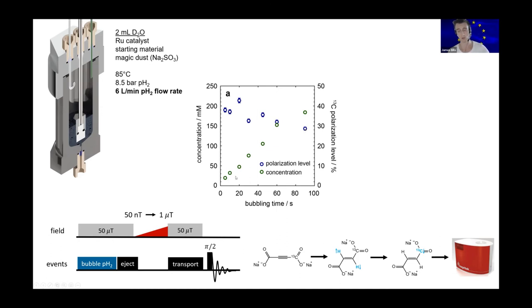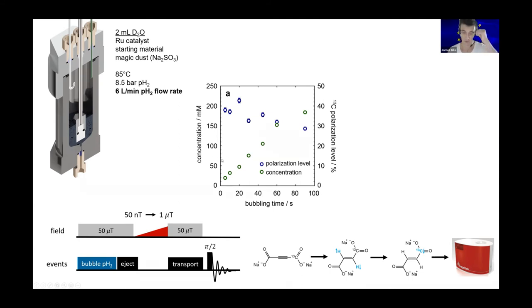So what we see is pretty much expected. As we just increase the duration for which we bubble parahydrogen in, we form more and more fumarate. And if we bubble for 90 seconds, we end up close to 200 millimolar of fumarate. And then we can look at the polarization level for those samples, and as expected, it pretty much decreases as you go to longer bubbling times, but even at 90 second reaction times, you're still at about 13% carbon polarization by the time you extract the sample from the shield, run over to the spin solve, and detect.